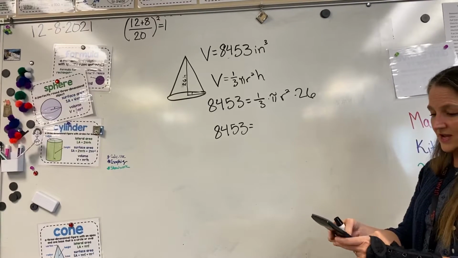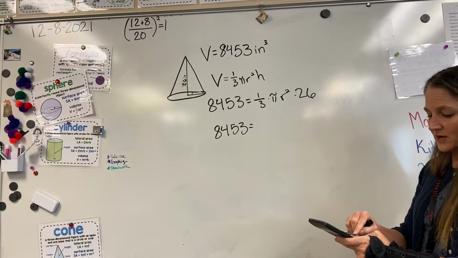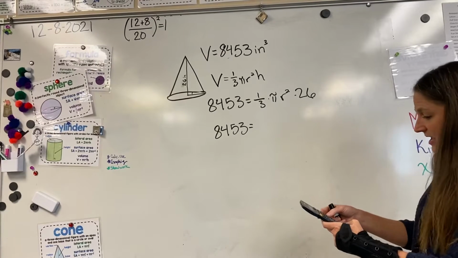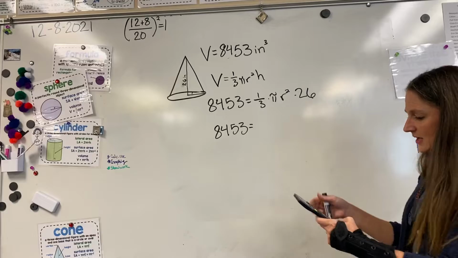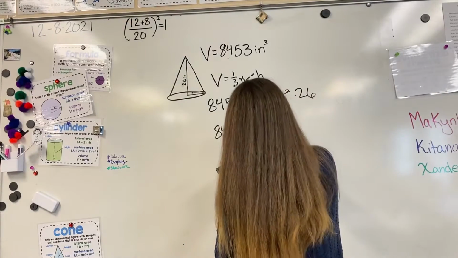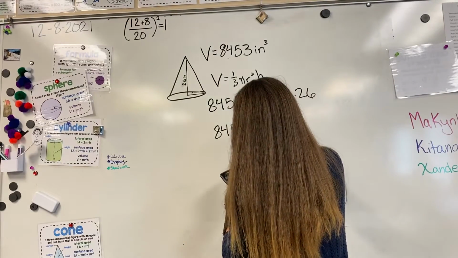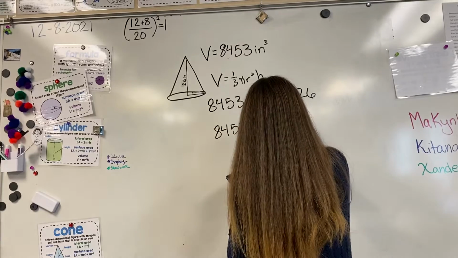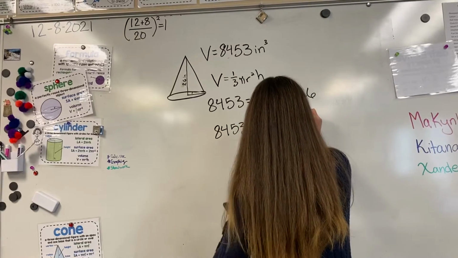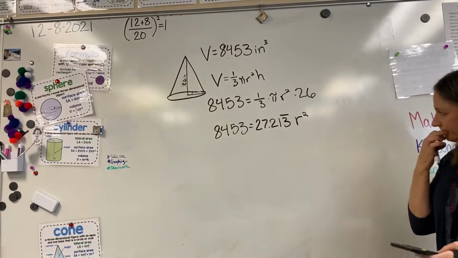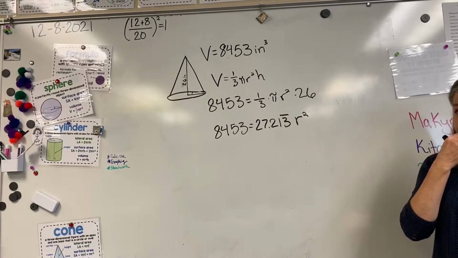So I'm going to do 1 divided by 3 times 3.14 times 26. And I'm going to get 27.213, and then the 3 repeats, times the radius squared. What? I got 3329.